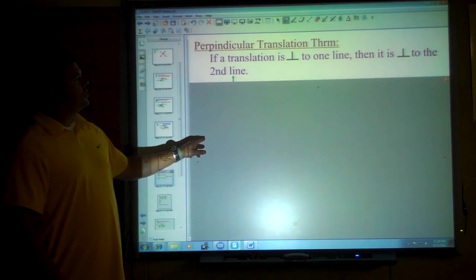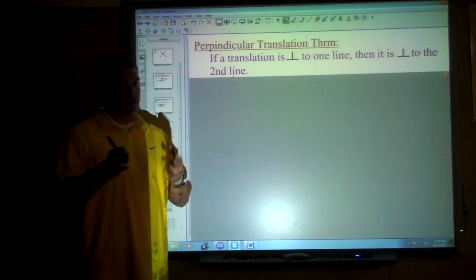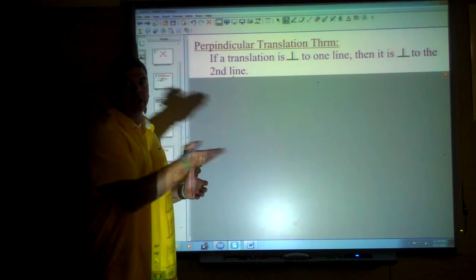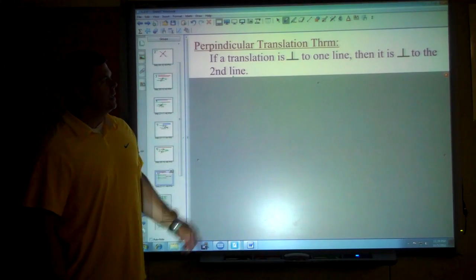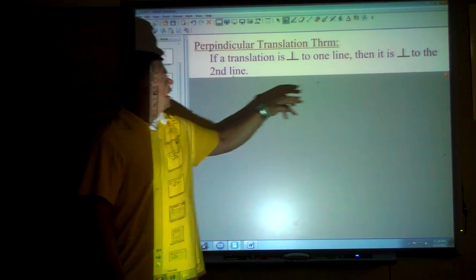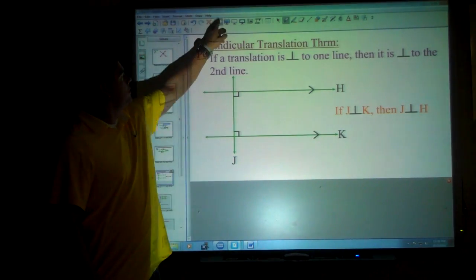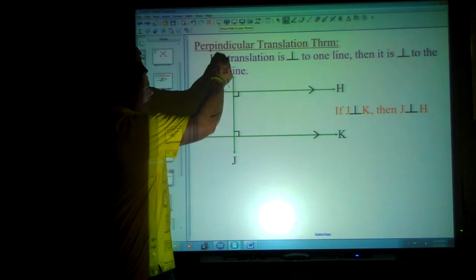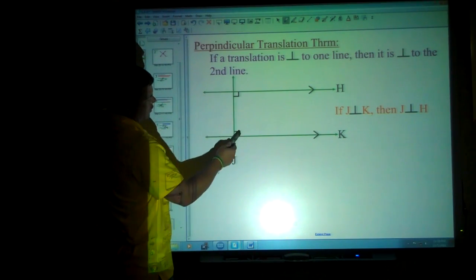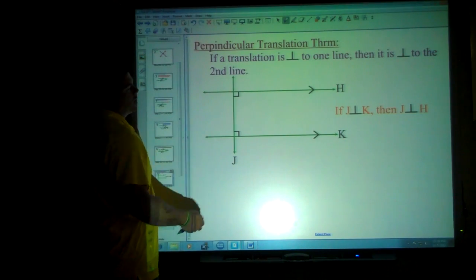Alright, perpendicular transversal theorem. A transversal is the line that's doing the cutting. So if it's perpendicular to one line, then it is perpendicular to the second line. Alright? Here's what we have. If we know we're dealing with parallel lines, and one line is perpendicular, it's going to hold true that it has to be perpendicular down here. The reason? Think about all the stuff we just talked about.